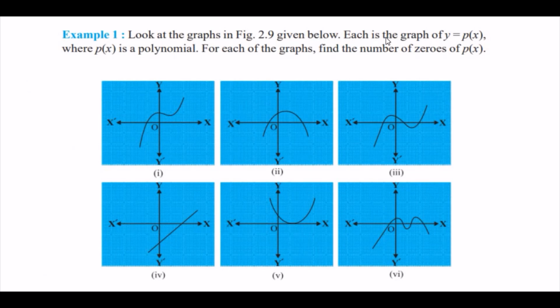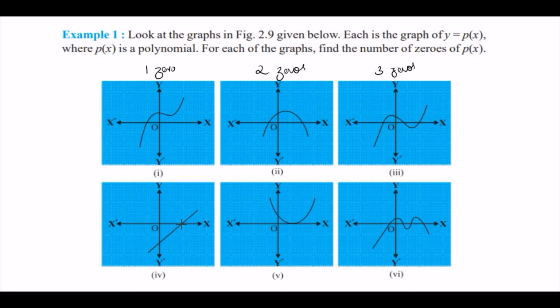Look at the graphs given below. Each is a graph of y equal to p of x, where p of x is a polynomial. For each of the graphs, find the number of zeros of p of x. So you have learned, when you are given graphs, just check the point at which the graph meets the x-axis. So here the graph meets the x-axis at 1 point. So you can say the number of zeros is 1 for this polynomial. And for this polynomial, the graph intersects the x-axis at 2 points. So you can say it has 2 zeros. Here there are 1, 2, 3 zeros. So it's very easy. You have to just count the number of points at which the graph meets the x-axis.